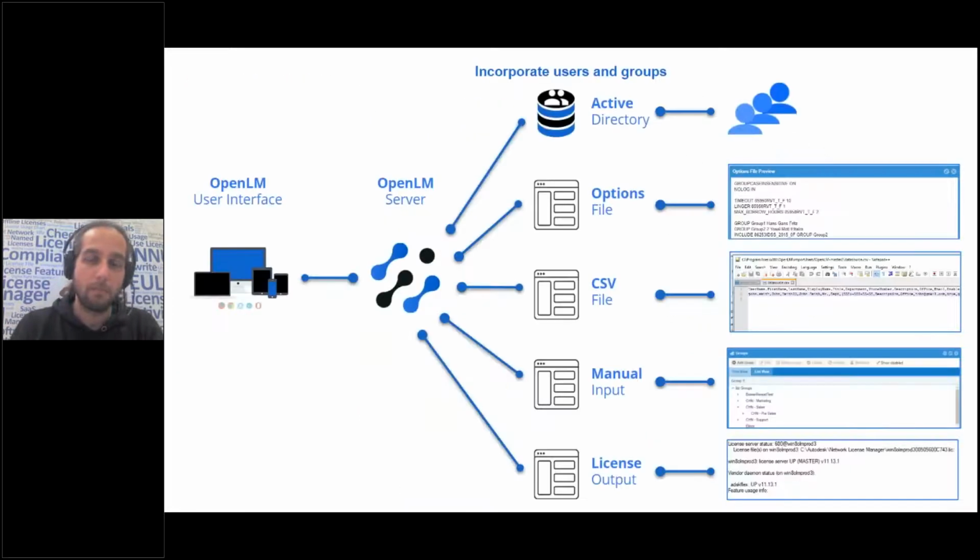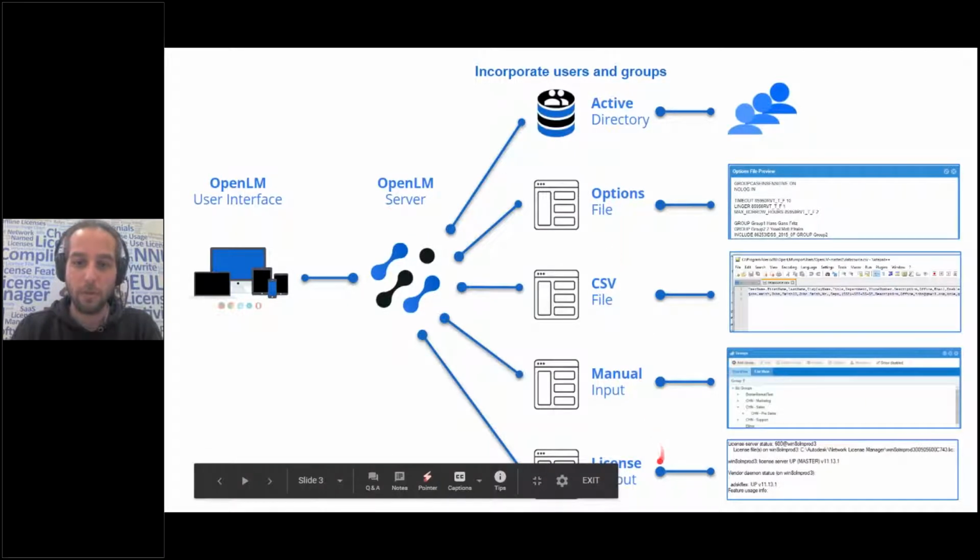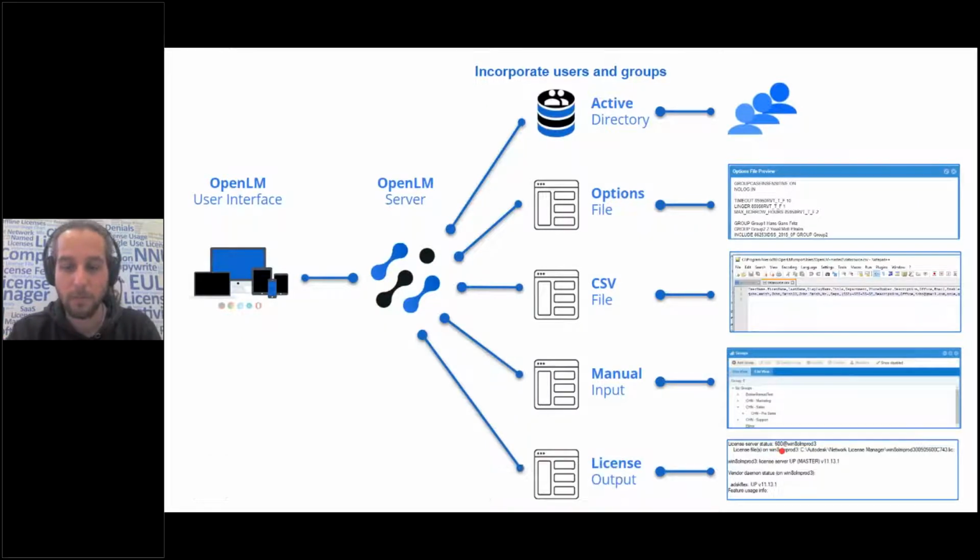Okay, but first of all, how do we get users into OpenLM? You probably already know, but here are all the ways for OpenLM to get users. Now, first and foremost, license output. You connect to a license manager. The license manager is telling us Sagi is using Autodesk. So we're taking the username Sagi, but that's all we got. We got the username, that's it.